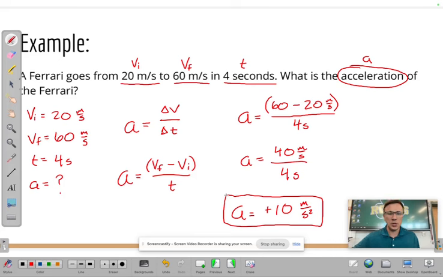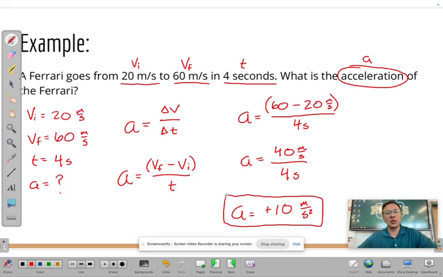Acceleration has direction because we use velocity to calculate it, and velocity has direction. So we have to indicate direction with a cardinal direction, north, east, southwest, something like that, or right, left, up, down, forward, backward, or we can, in physics, use positive and negative symbols.